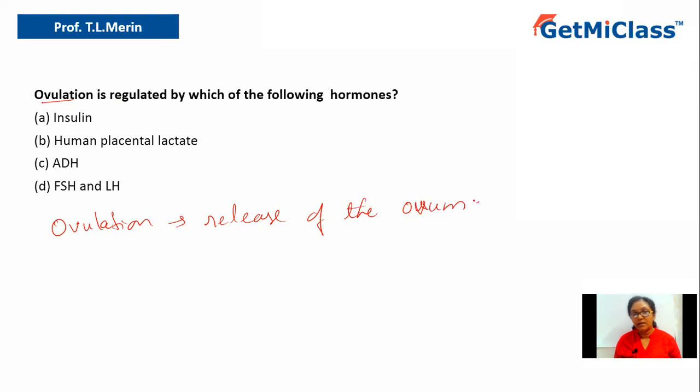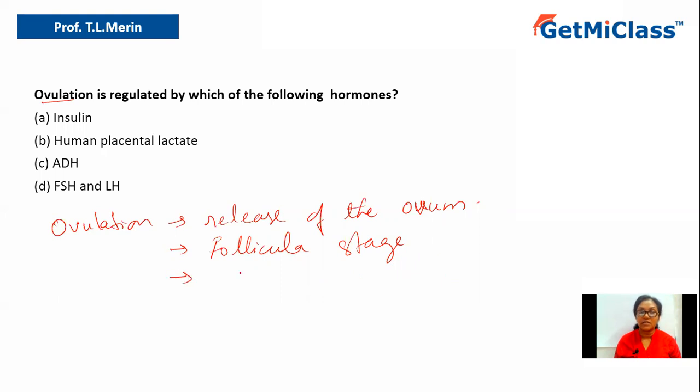Now, before the release of the ovum, there is something called the follicular stage, where the follicles are formed. Further, you have the primary follicle, the secondary follicle, then the tertiary follicle, and then there is formation of Graafian follicles. From the Graafian follicle only, the ovum will be released. The Graafian follicle will rupture and the ovum will be released.